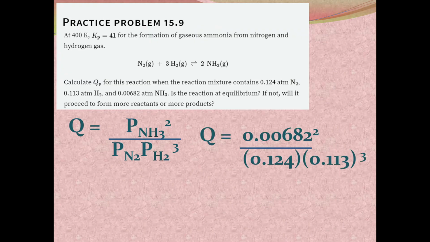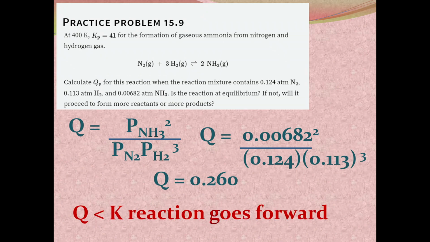So I just plug in those numbers. 0.00682 squared divided by 0.124 times 0.113 cubed. And my Q comes out to be 0.260. 0.260 is way smaller than 41. So my guess that it was going to go forward is true, but I couldn't do it unless I actually got a number for it. So with Q that much lower than K, the reaction is definitely going to go forward.